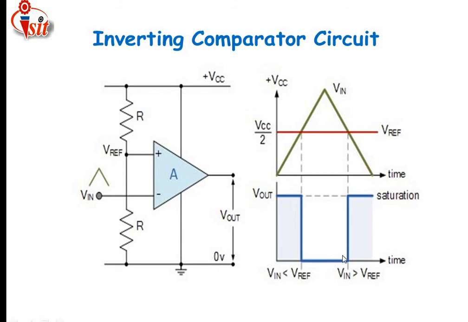The saturation region is the same for both types of comparator. Along with this, if Vin is greater than V reference, then it goes in increasing order for the inverting comparator, and for the non-inverting comparator it goes in decreasing order. This is all about the inverting comparator circuit.